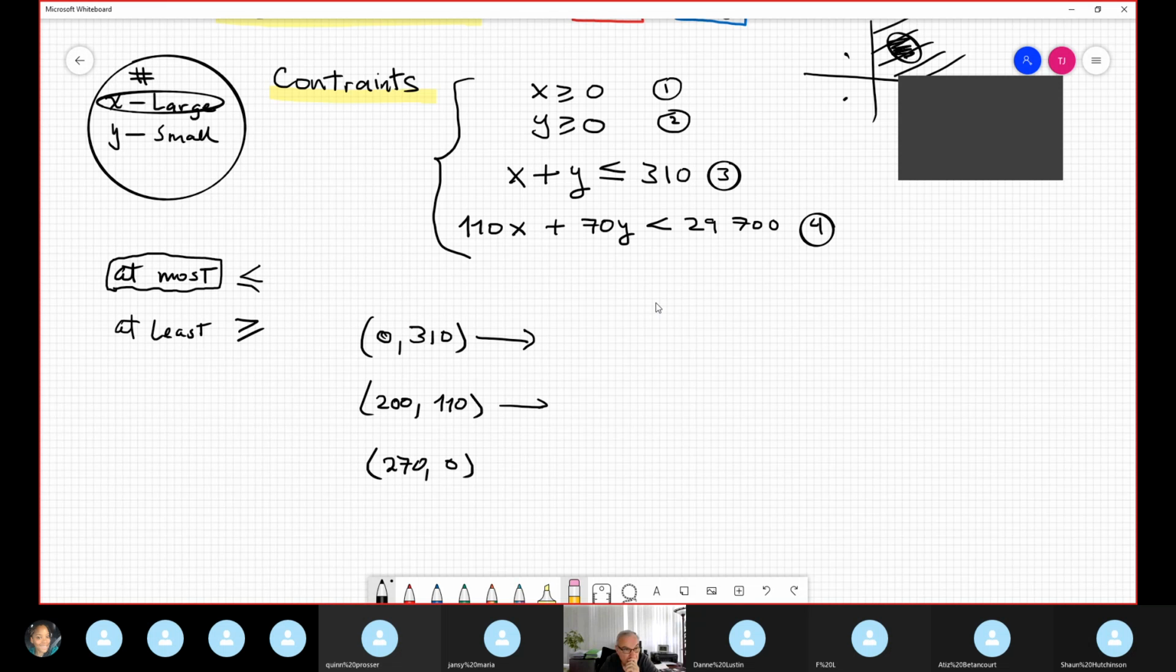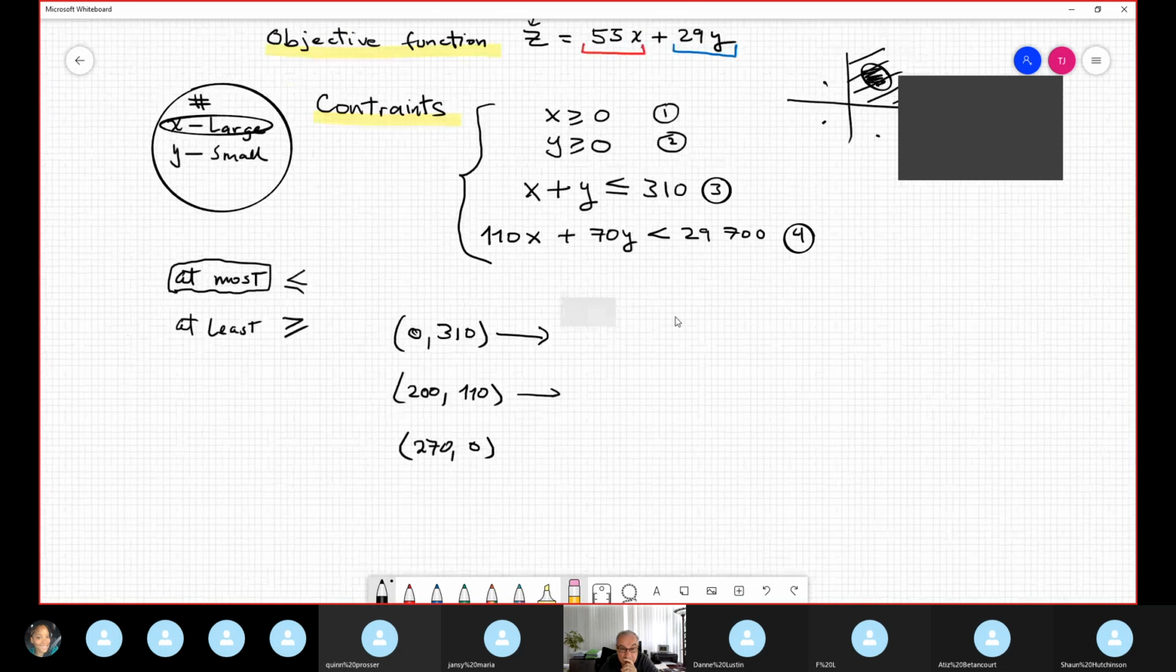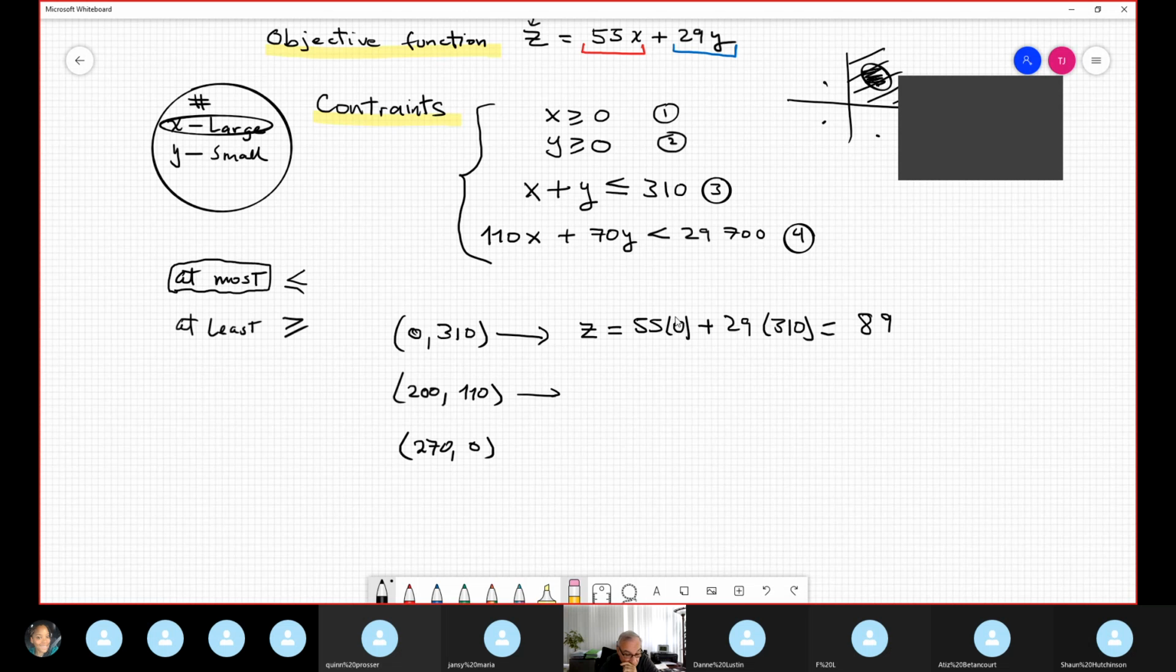No sell large and sell 310. And you find the profit for this condition. And the profit formula is, remember, C is equal 55 multiplication by 0 plus 29 multiplication by 310. And the answer is 8,990. This is money. This is dollar profit.